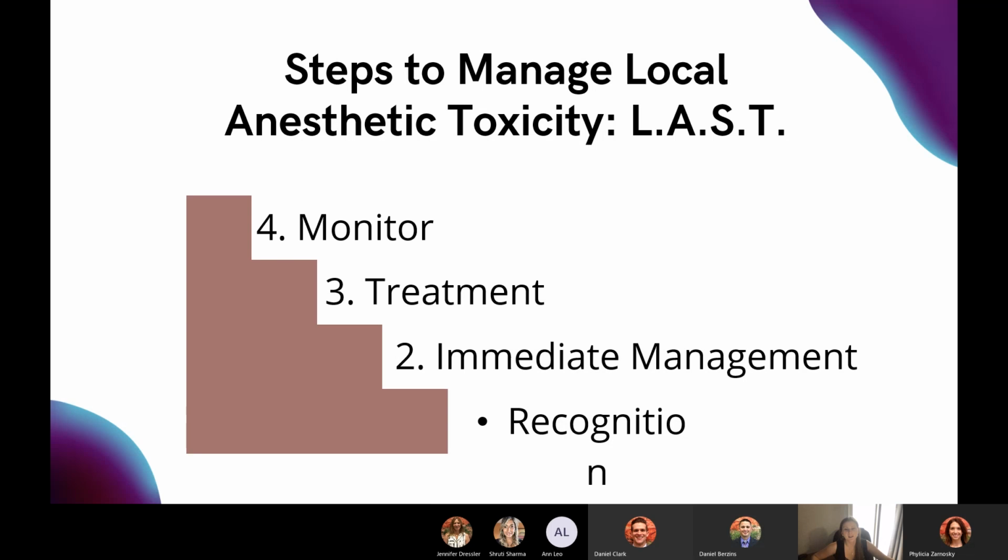There are 4 main steps to manage local anesthetic systemic toxicity that have been highlighted by the Association of Anaesthetists of Great Britain and Ireland, the AAGBI, in 2010, and the American Society of Regional Anesthesia and Pain Medicine, the ASRA, both of which have recommendations that fall generally under these categories. I've combined recommendations from both of these organizations into these 4 steps. The first step is recognition, 2nd, immediate management, 3rd, treatment, 4th, monitor and follow up.